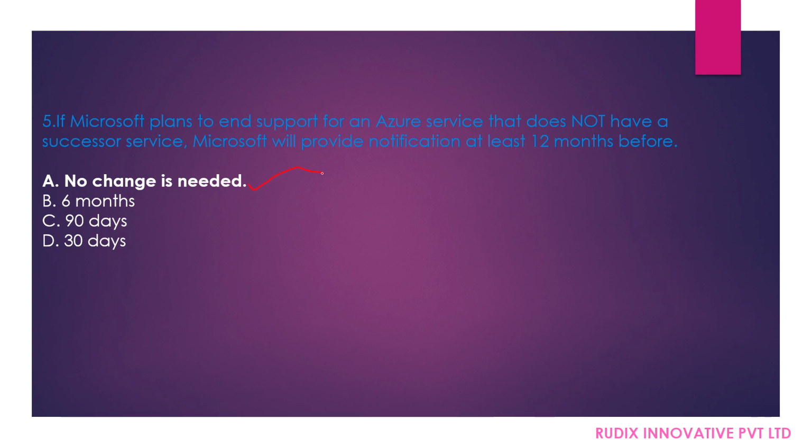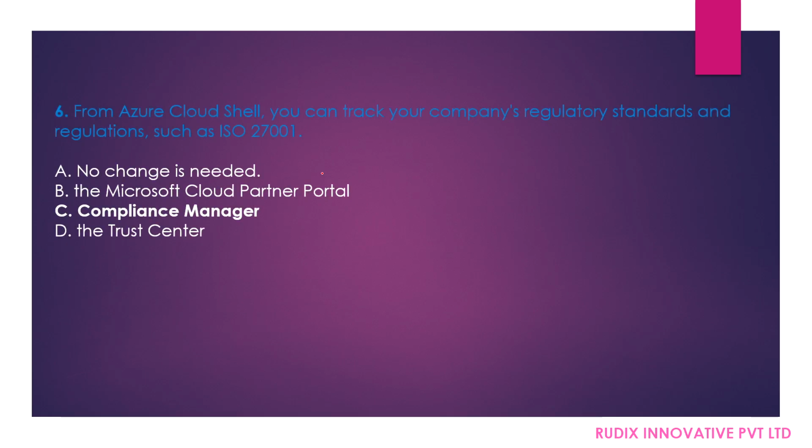Next question. From Azure Cloud Shell, you can track your company's regulatory standards and regulations such as ISO 27001. So, the options are: A, no changes needed. B, Microsoft Cloud Partner Portal. C, Compliance Manager. D, Trust Center. Azure Cloud Shell provides various tools and functionalities for managing Azure resources and configurations. Here, the answer is Compliance Manager.